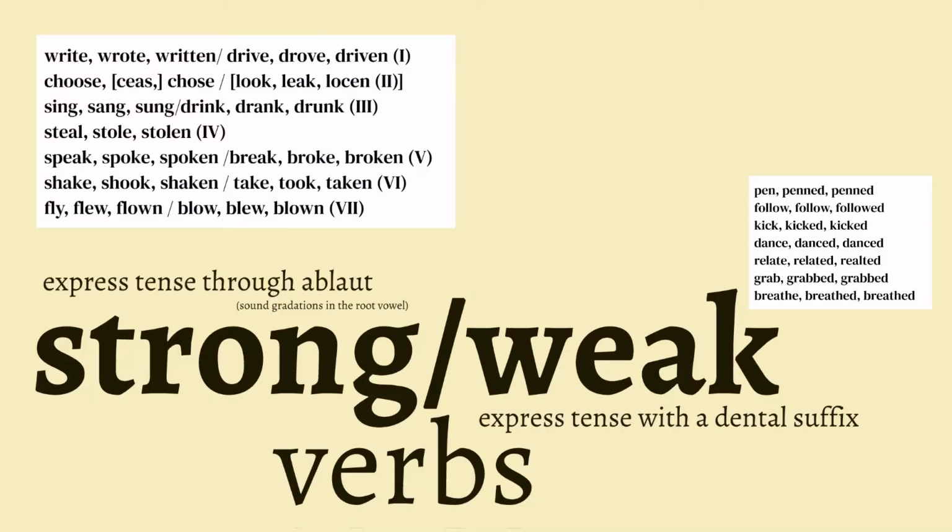Choose actually had a simple past as cheas and chose in class 2 as well. So you can see that in the Old English forms, cheosan and lokan, chose cheas chosa, lok leak loken, right? These actually fit the same paradigm. It's just that history has changed them.